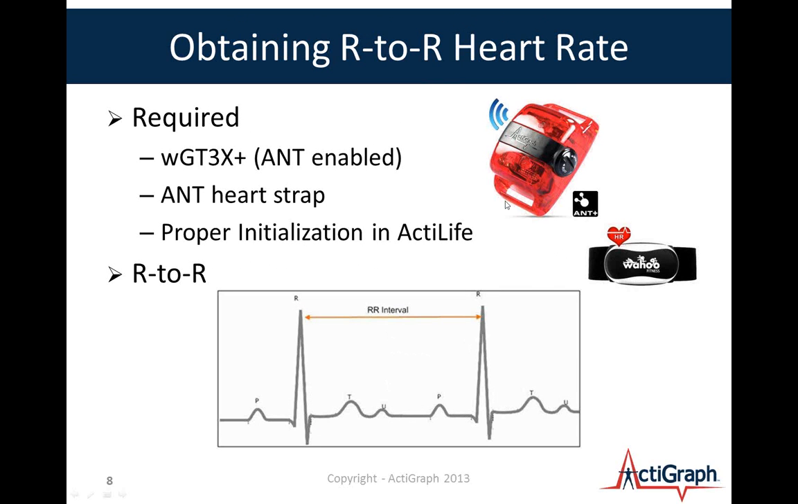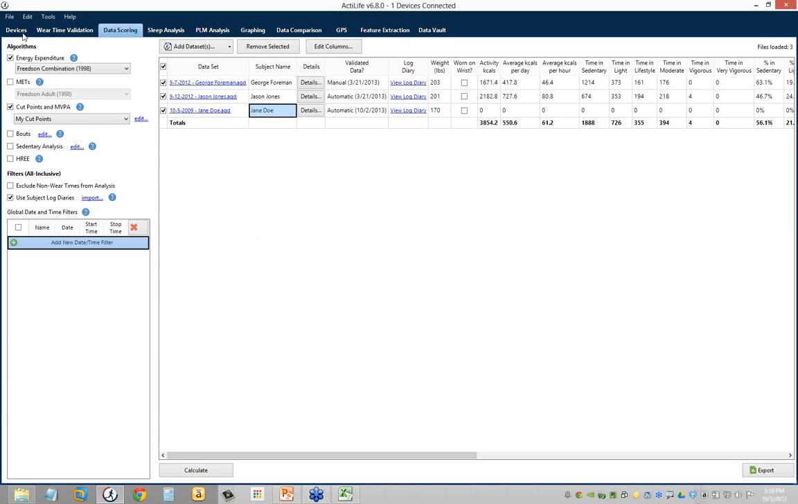Our new hardware, the ActiGraph WGT3X Plus, connects with an ANT-enabled heart strap. Both of these are available on our website, to give you this resolution of information with your heart rate data. What's required? Well, you need the proper device with ANT enabled. You need an ANT heart strap, and you need to properly initialize it in ActiLife. And so I'm going to walk you through that process right now.